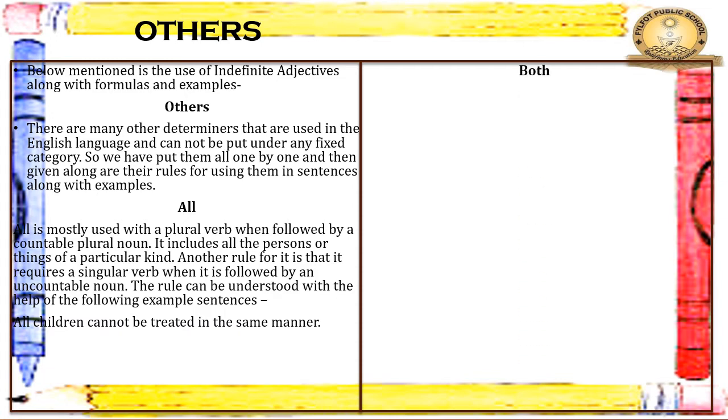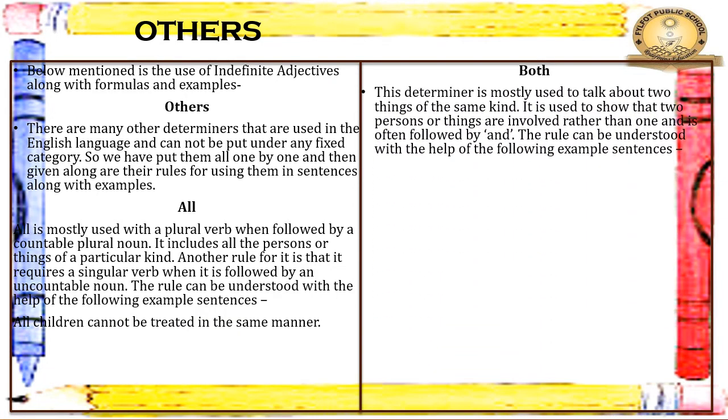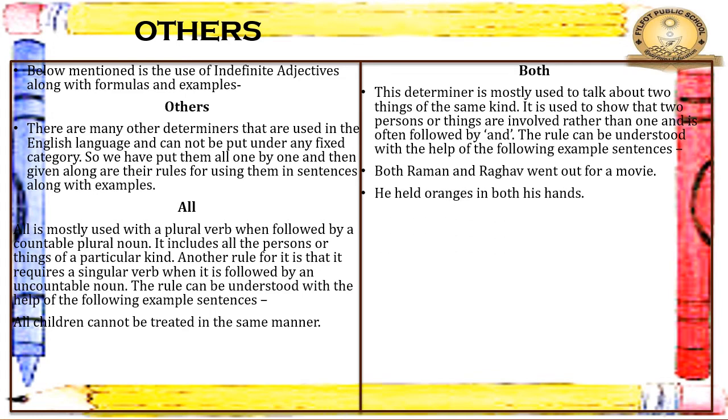Then you have both. This determiner is mostly used to talk about two things of the same kind. It is used to show that two persons or things are involved, rather than only one. When there is any situation or activity going on, both shows that there are two people or two things involved in it. The example for it is: both Raman and Raghav went out for a movie. He held oranges in both his hands.